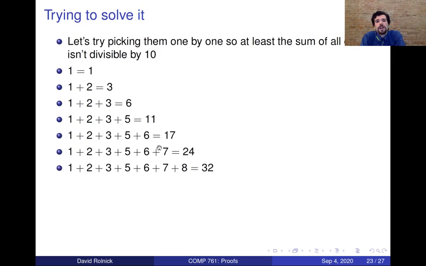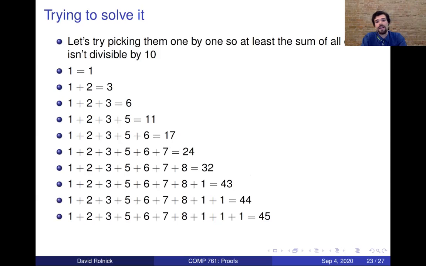Here I'm adding some new numbers so that we don't end up with anything that's obviously equal to a multiple of 10. And yeah, here we have the whole set and I've written it out. We have one, three, and six. We have two, three, and five, and both of those sum to 10.